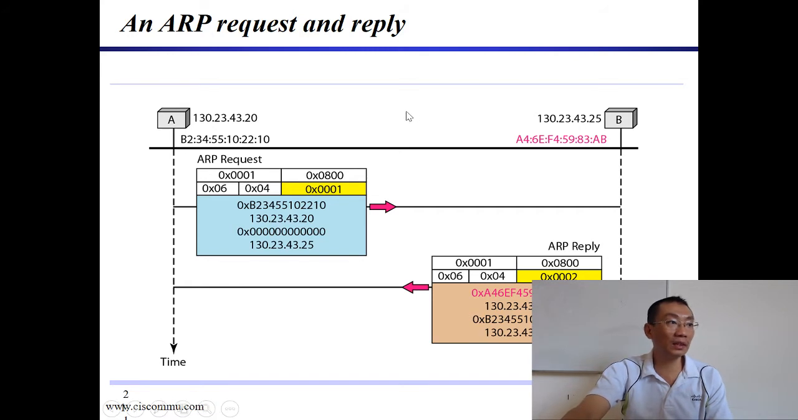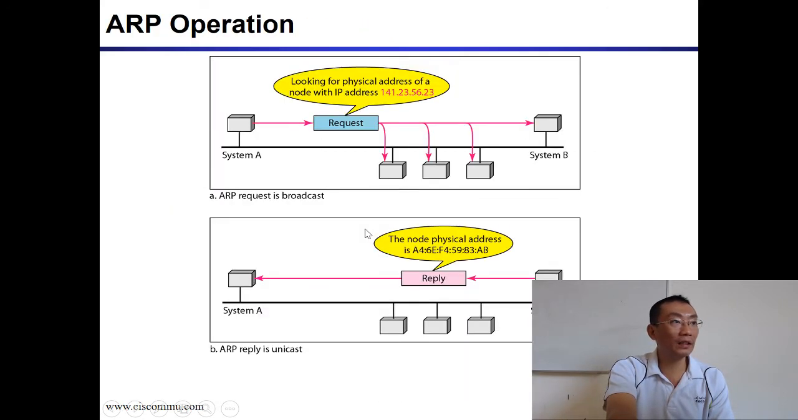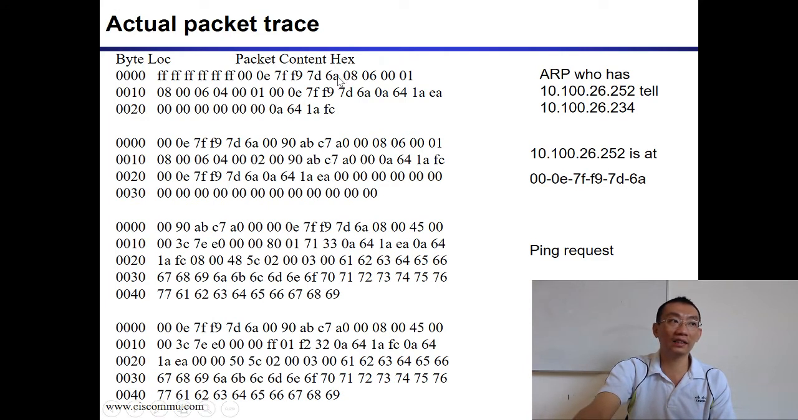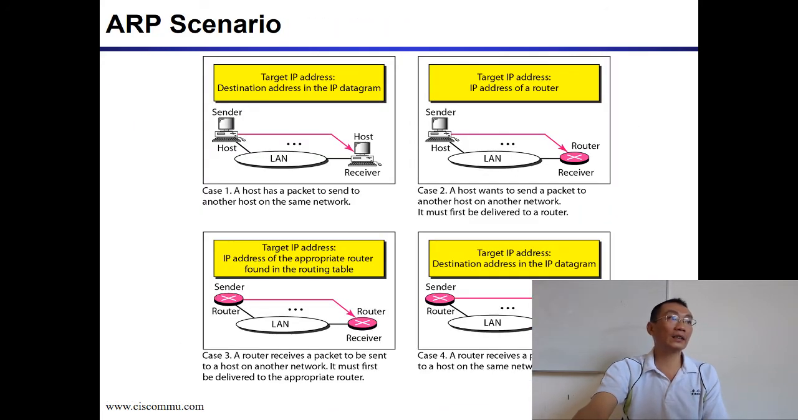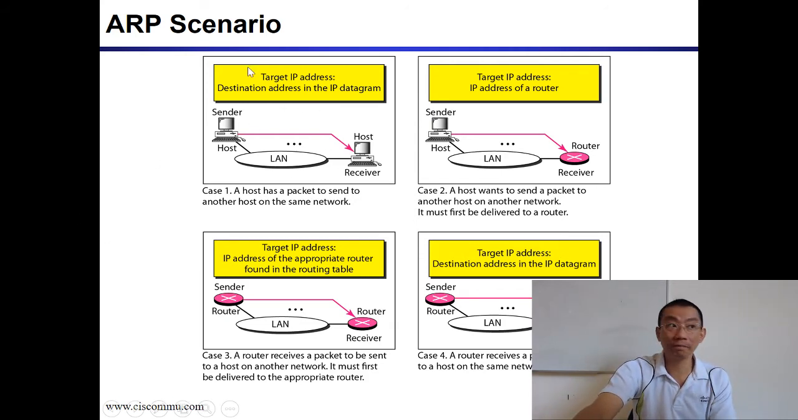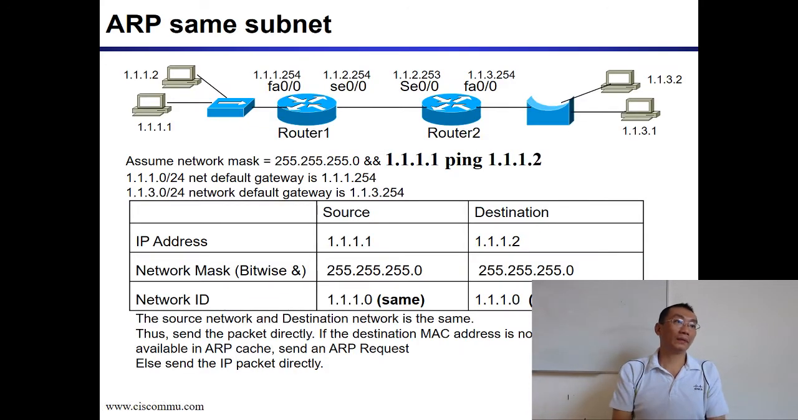In this example, this is an ARP request, then this is the ARP reply, in the packet format. In the actual packet trace, it looks like this. There are four scenarios. One is within the same network. One is between the PC and the router. Another is router to router. Another is router to PC.